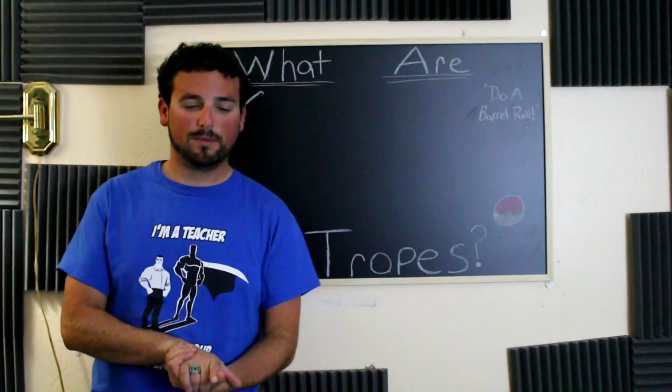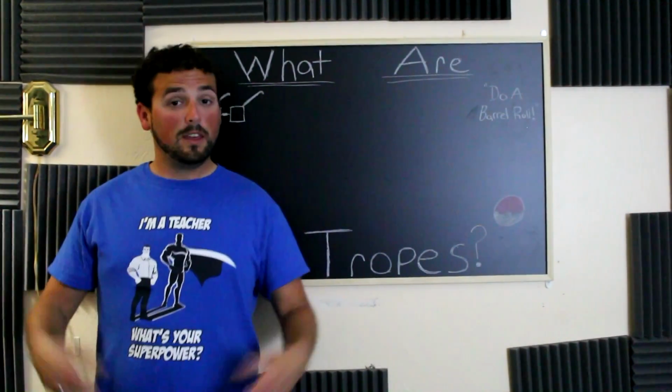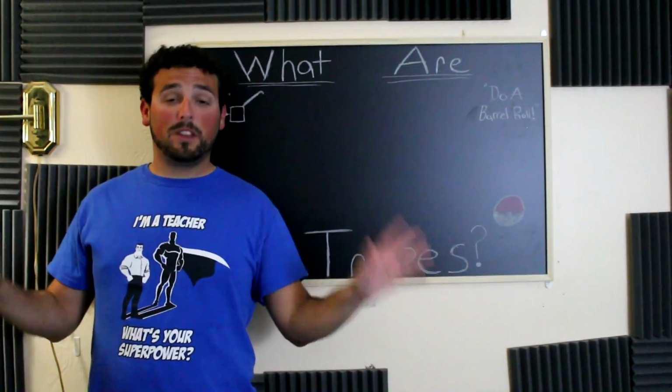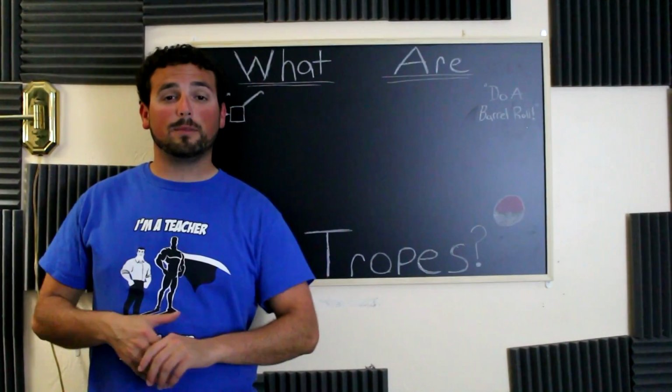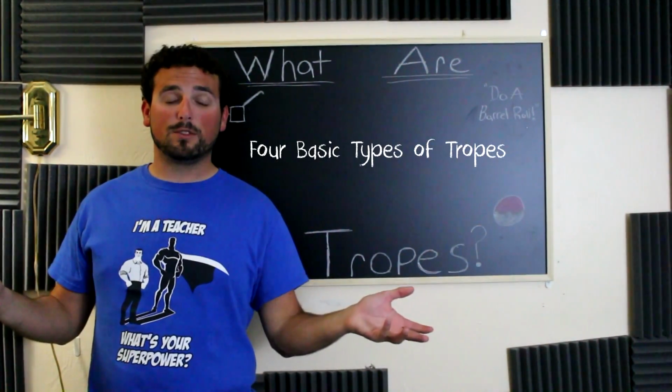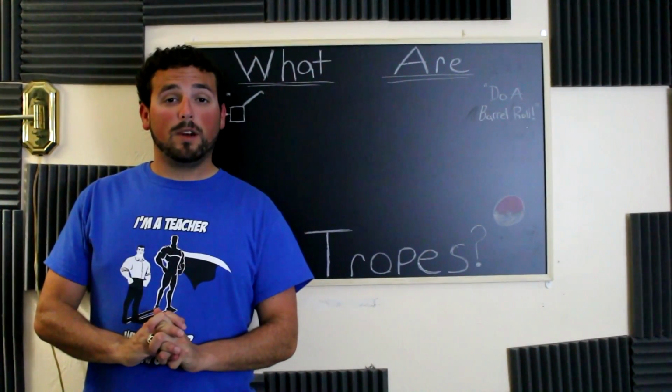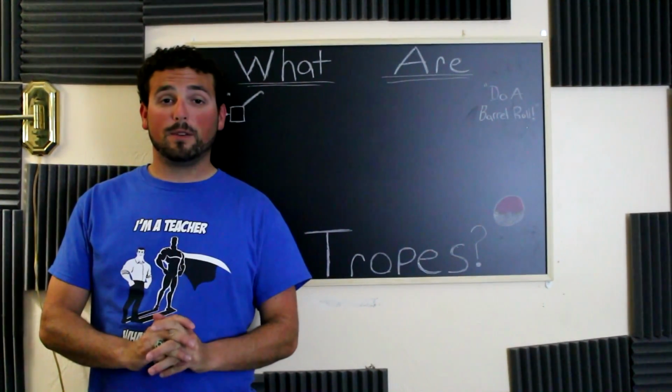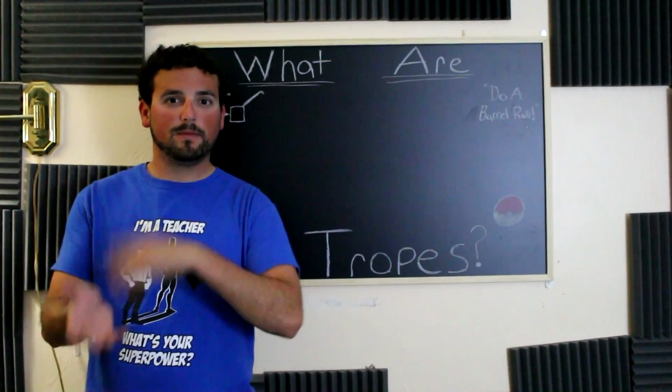Yep, okay. Speaking of that, it's about time for us to wrap up. And with that, I think we covered more than enough for tonight. We've talked about what a trope is, the difference between a trope and a cliche, and the 4 basic types of tropes. Now, I hope you all join me as we continue our wonderful adventure into the impossible.